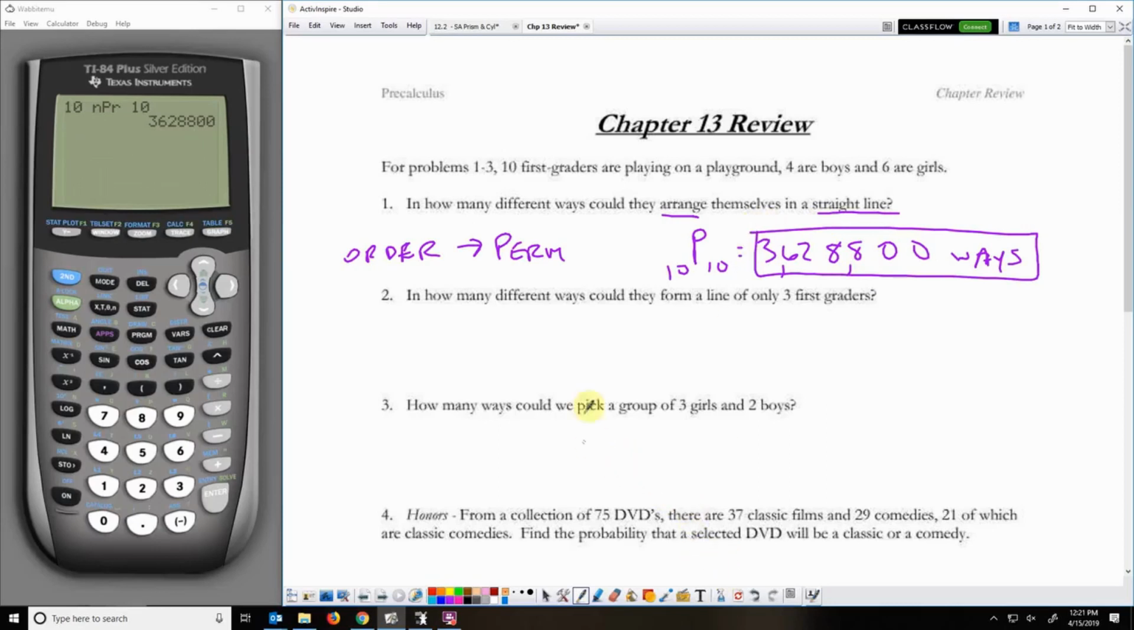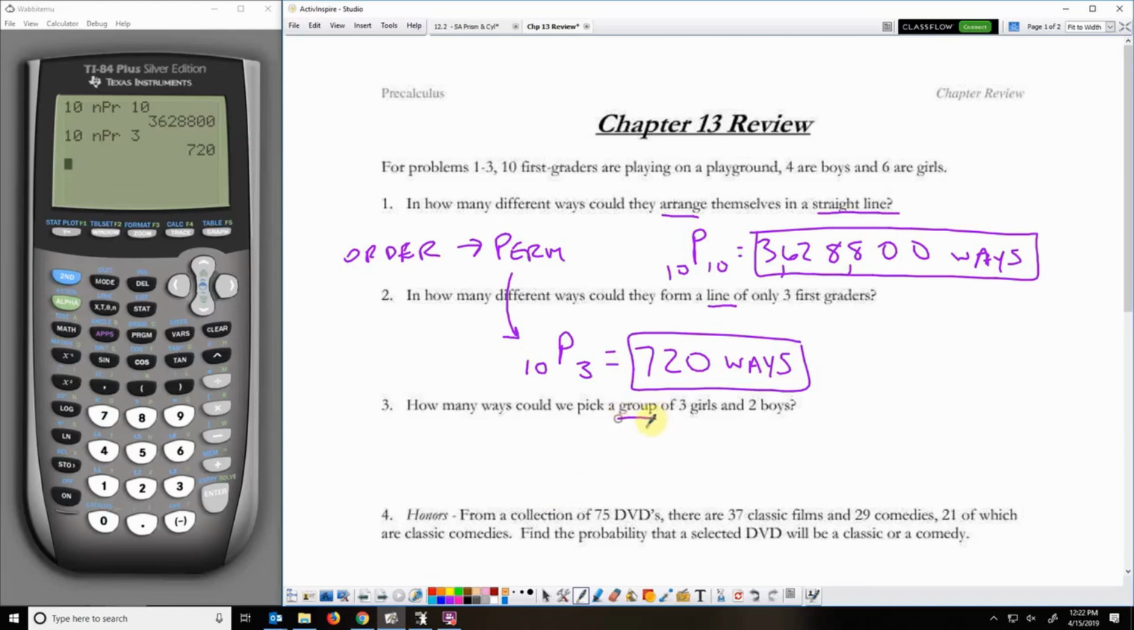And how many different ways can you form a line of only 3 first graders? In a line, again, we're talking about a lineup, and order is going to matter. So we are choosing from 10 students. We're doing a permutation again because order matters. And this time we are choosing only 3 of them. So it's 10P3. 720 ways to arrange only 3 of them in a line.